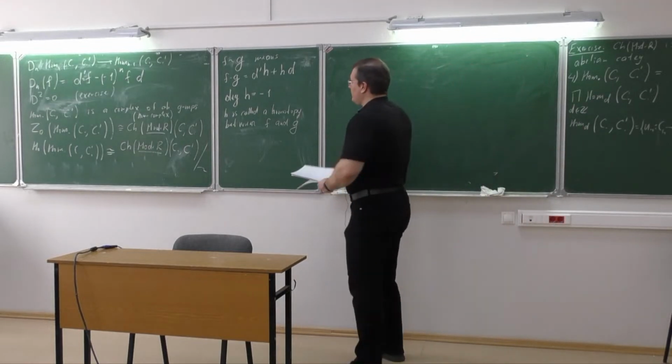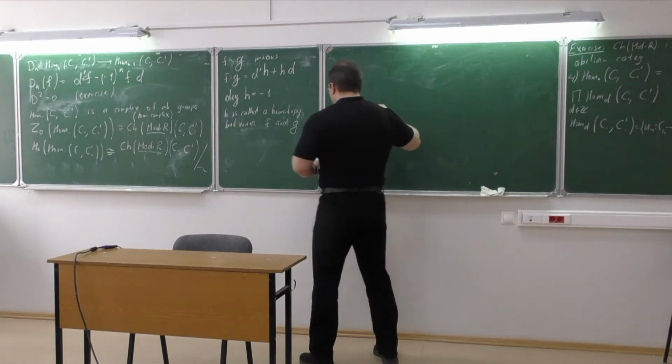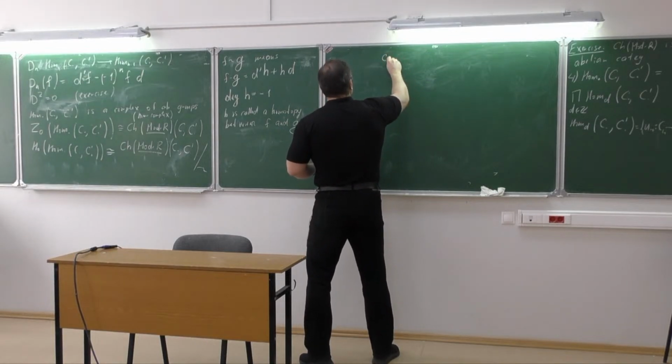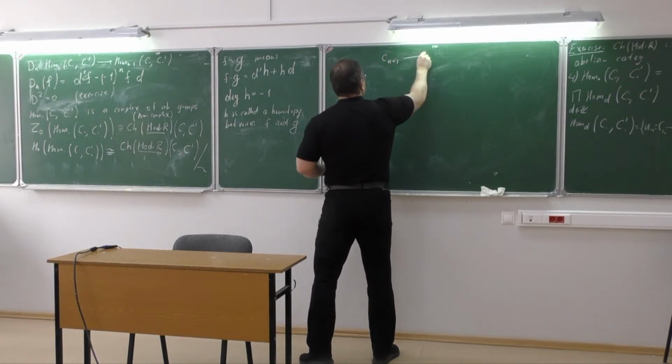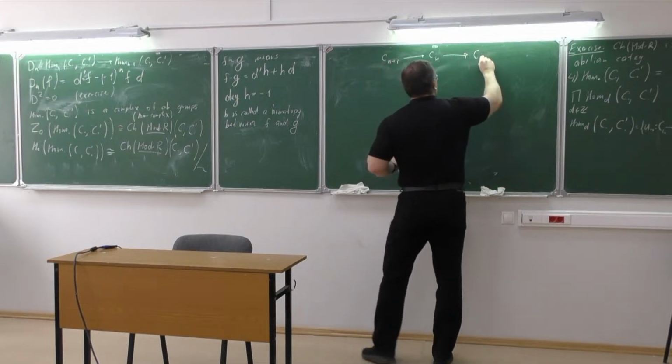I think it will be better if I draw another picture. So I have C_(n+1), C_n, C_(n-1).